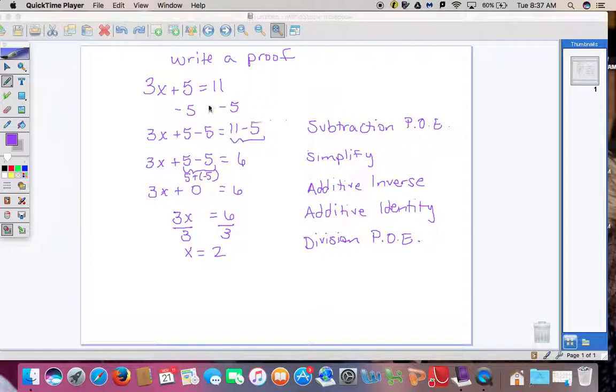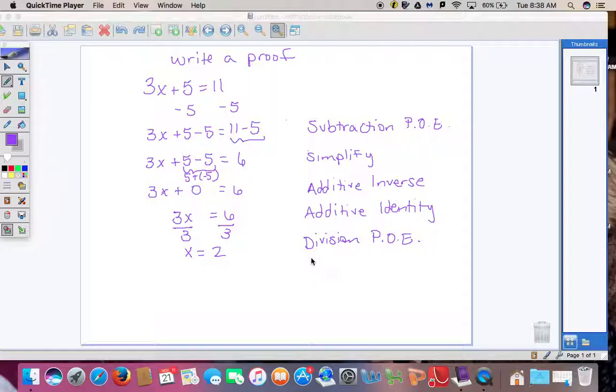I know that you could have just subtracted each side by 5, and you would have used the subtraction property of equality, and then you could go straight from there to the division. But in order to be a level 3 on this particular proof, or on this particular standard, we want you to give us more than just a couple of steps. So we need you to talk about why you're able to do what you can do. And that would involve using the inverse and identity properties.